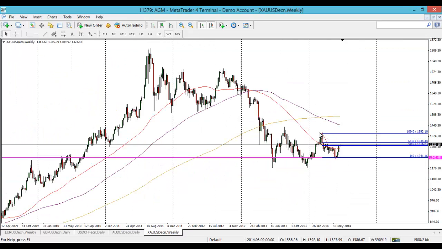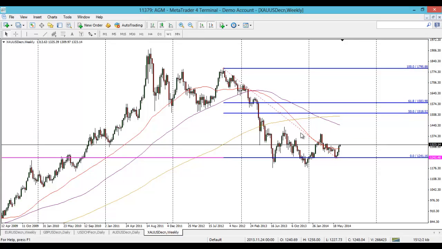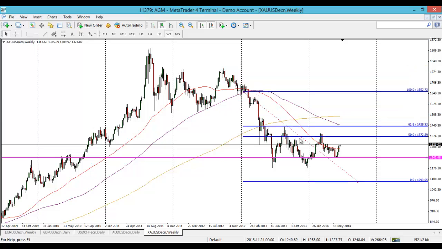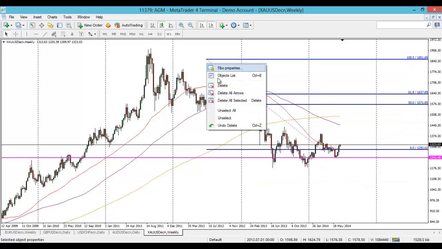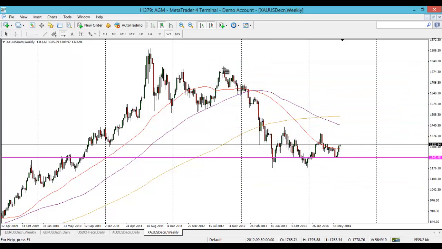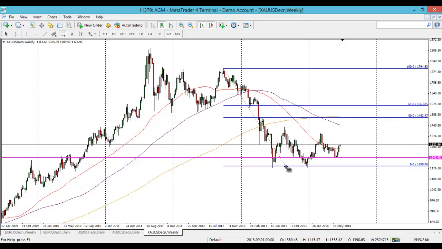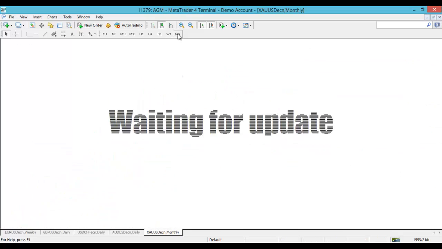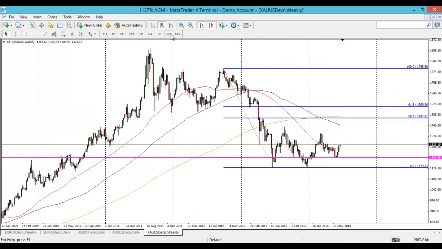In terms of fibs on the weekly, then you're looking at the bigger moves here. Oops, what have I done there? Just redraw that. Yes, then you're sort of looking at the fib from the high of 2011 to the low of 2013. That would be the next move. You can see that's quite clear on the monthly as well. But we're a long way away from that.